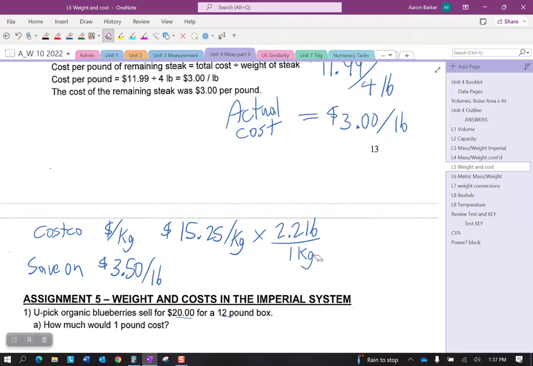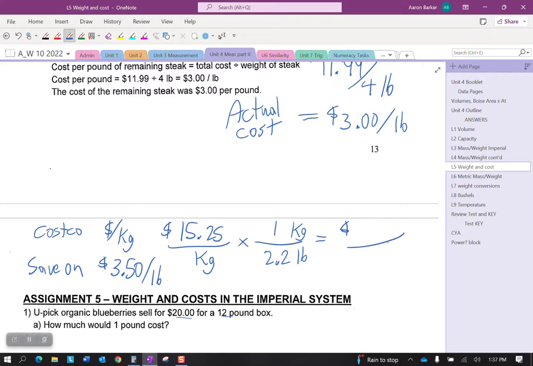Oh, sorry, I got that wrong. Here's the tricky part with this. Kg's on the bottom. In order to cancel the kg out, I have to have kg at the top and 2.2 pounds at the bottom. And the reason why is when I finish, I want to have the price per pound. I want LB on the bottom now. So this gets a little tricky. This way my units will cancel. So my kgs will now cancel, and I'm left with the price per pound. LB must be on the bottom.